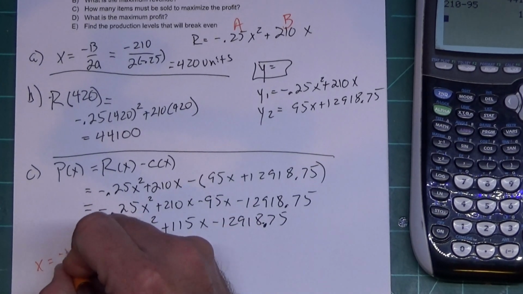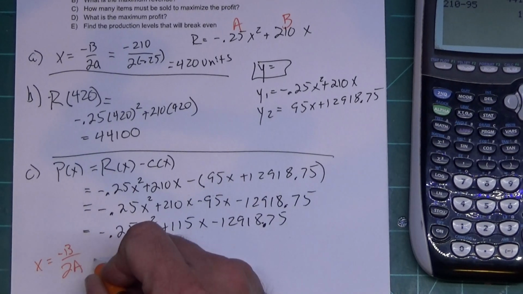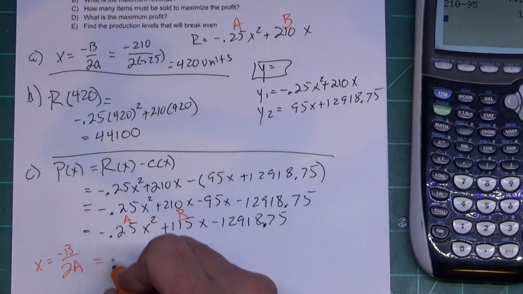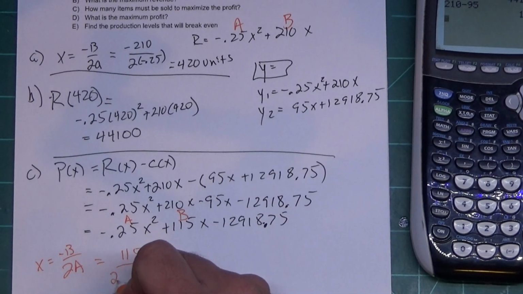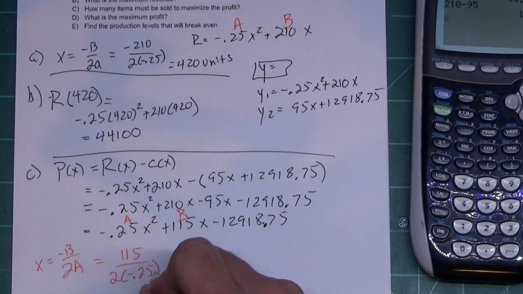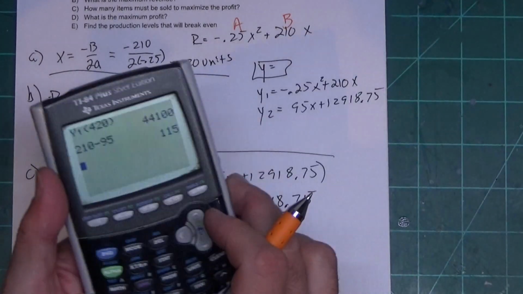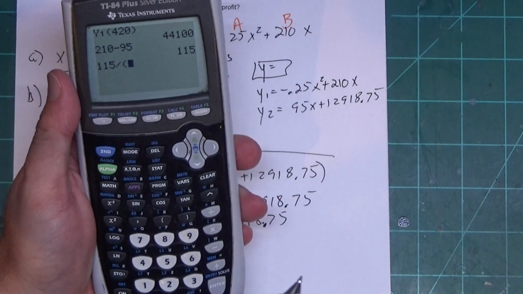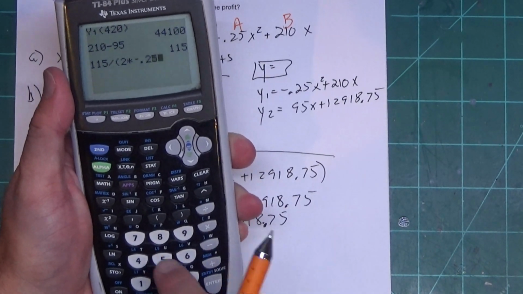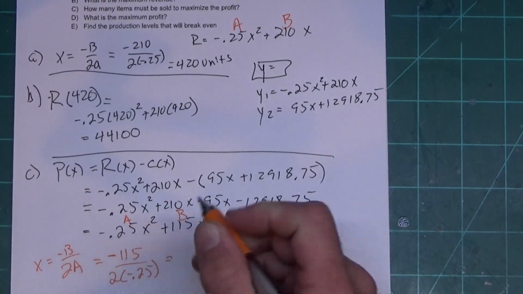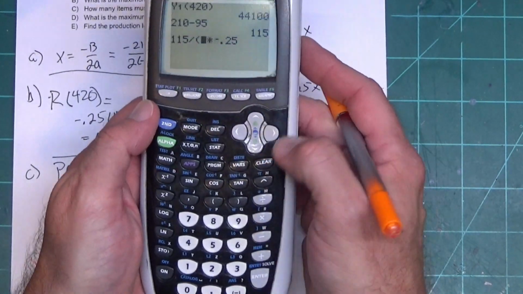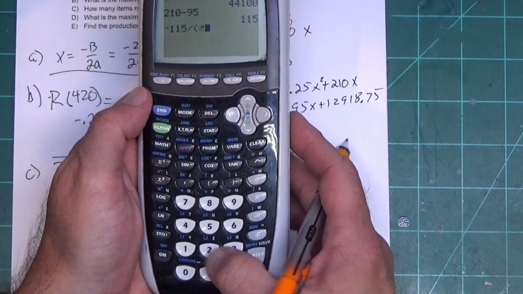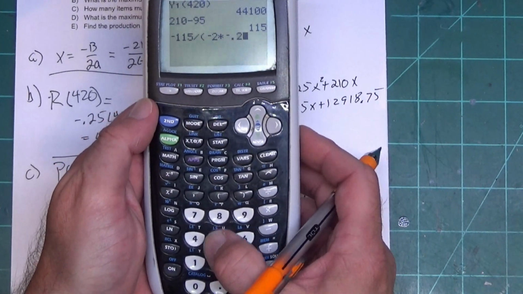And again, when it says maximize on this, we're doing non-calculus based. So x will be negative b over 2a. All right. My a is the negative 0.25. My b is 115. So this will be negative 115 over 2 times negative 0.25. Okay. So I'm doing negative 115 divided by parentheses, 2 times negative 0.25.